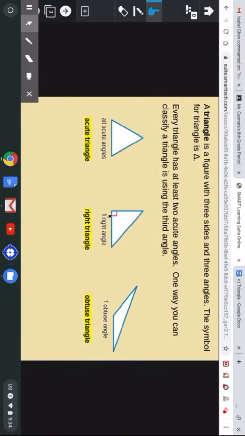So this has a right angle. The only way you know this is a right triangle is that you have to see this square, or they write 90 degrees inside of it. Obtuse looks a little weird. It's a longer, open triangle, just to remind you.